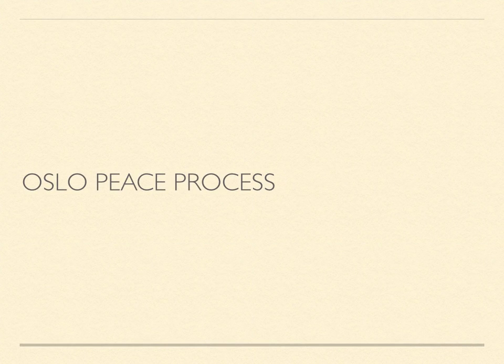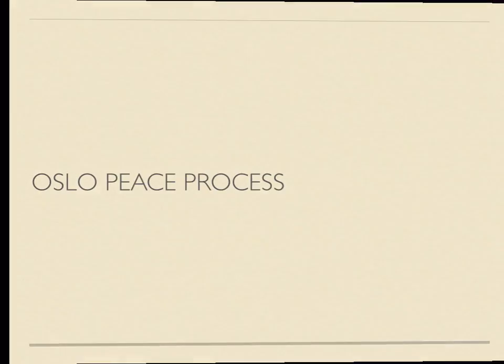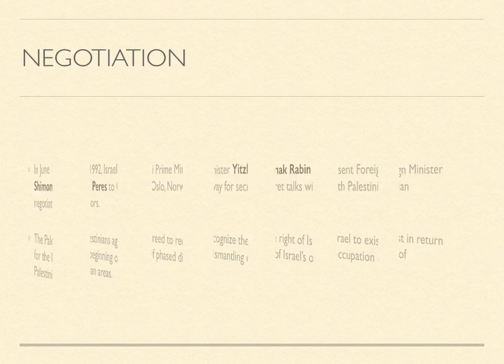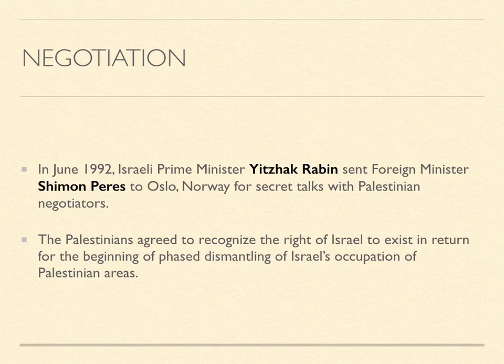Oslo peace process. Negotiation. In June 1992, Israeli Prime Minister Yitzhak Rabin sent his foreign minister Shimon Peres to Oslo, Norway for secret talks with Palestinian negotiators. At these talks, Palestinians agreed to recognize the right of Israel to exist in return for the beginning of a phased dismantling of Israel's occupation of Palestinian areas.